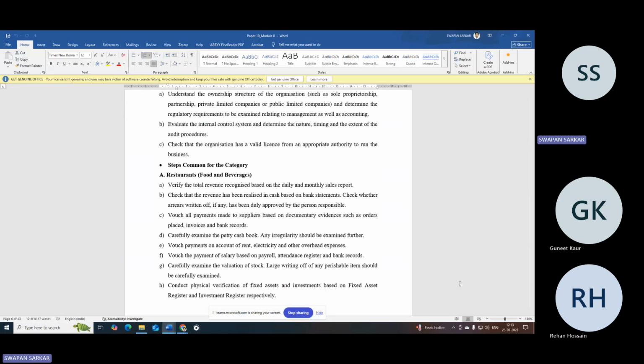Vouch all payments made to suppliers based on documentary evidence such as orders placed, invoices, and bank records. Carefully examine the petty cash book. Any irregularity found should be examined. Vouch payments on account of rent, electricity, and other overhead expenses.